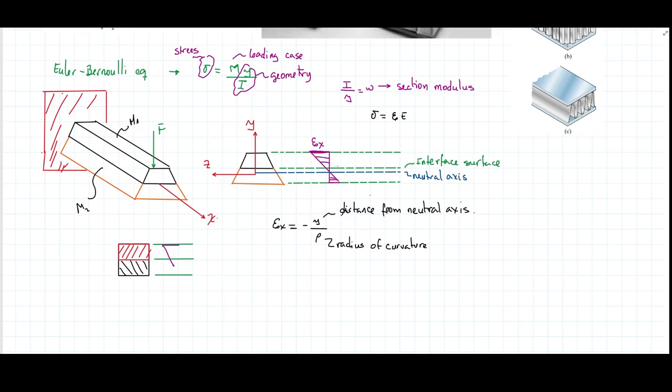Something like this, and then you could say, well, this is... If I run it a little bit like that. So yes, in this case, the interface coincides with the neutral axis. Yeah, so yes, it's just in this example.